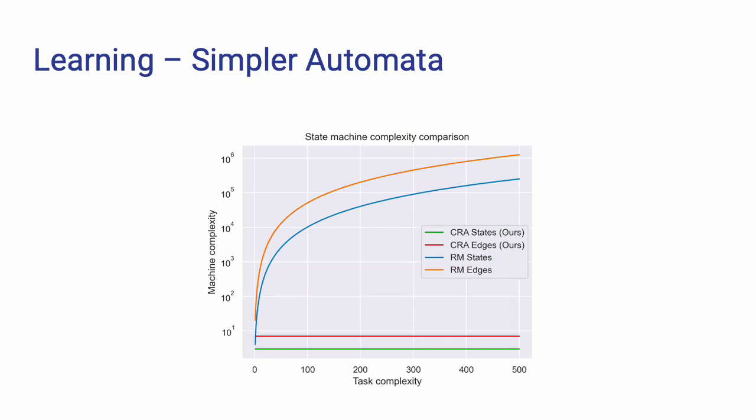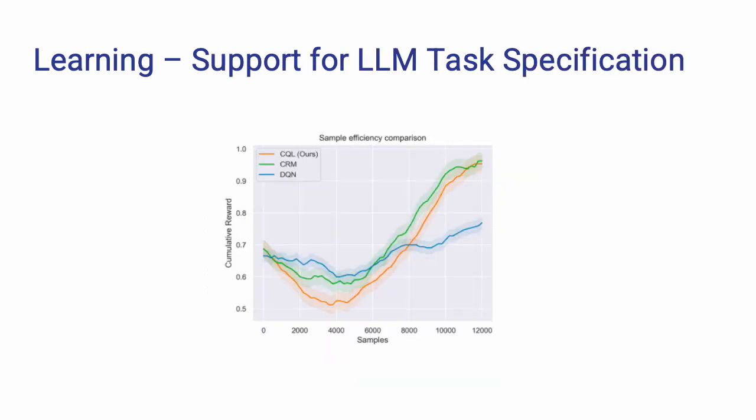Here we show the number of states and edges required to solve a task as a function of its complexity. Notably, one counting reward automaton is able to solve all of the tasks in the specification. Finally, our framework integrates naturally with LLMs for task specification. The reward model for this task was specified using an LLM and solved using deep Q-learning.